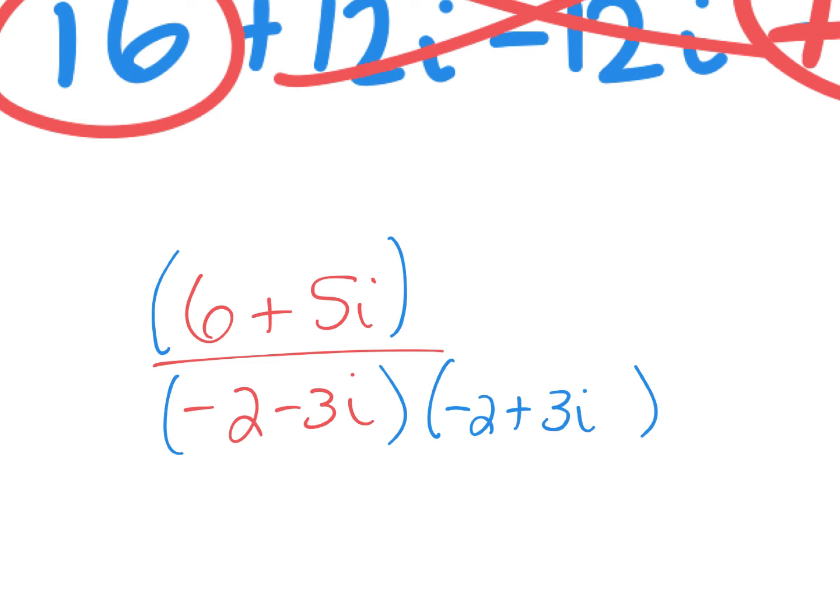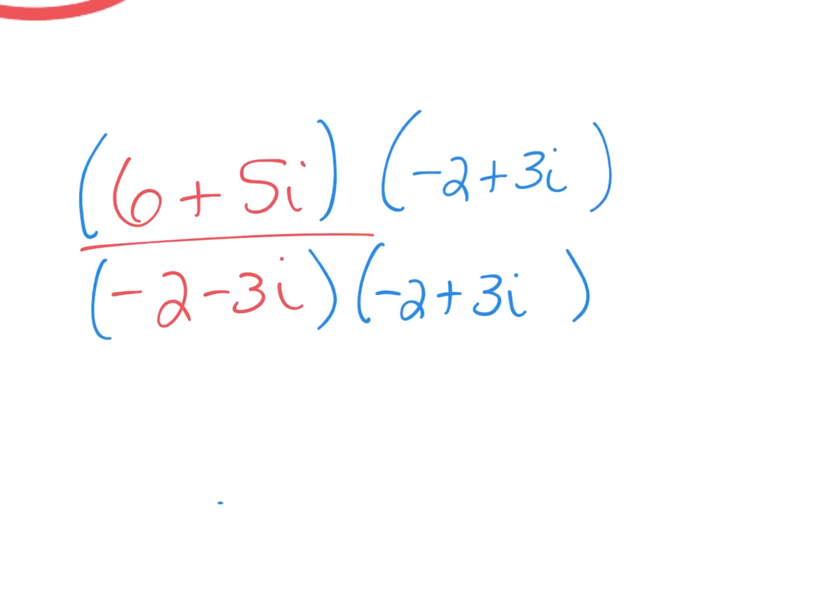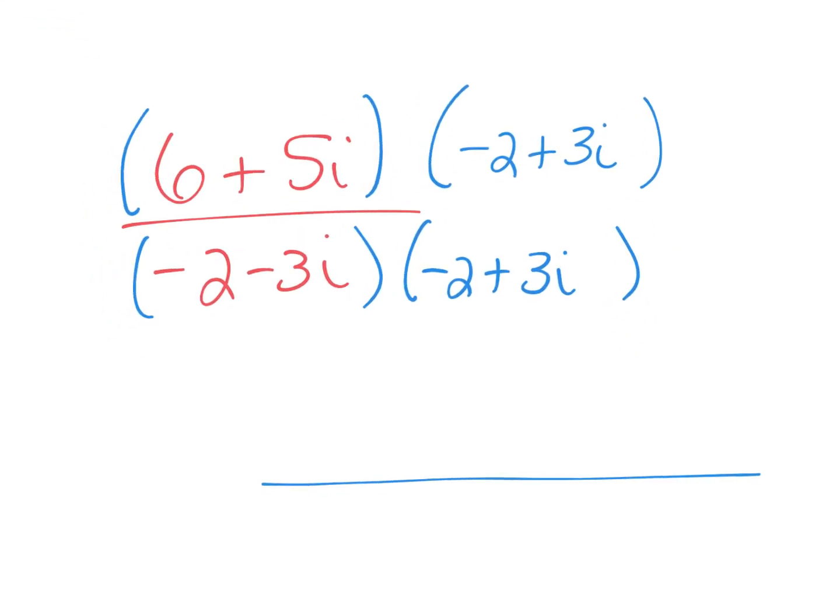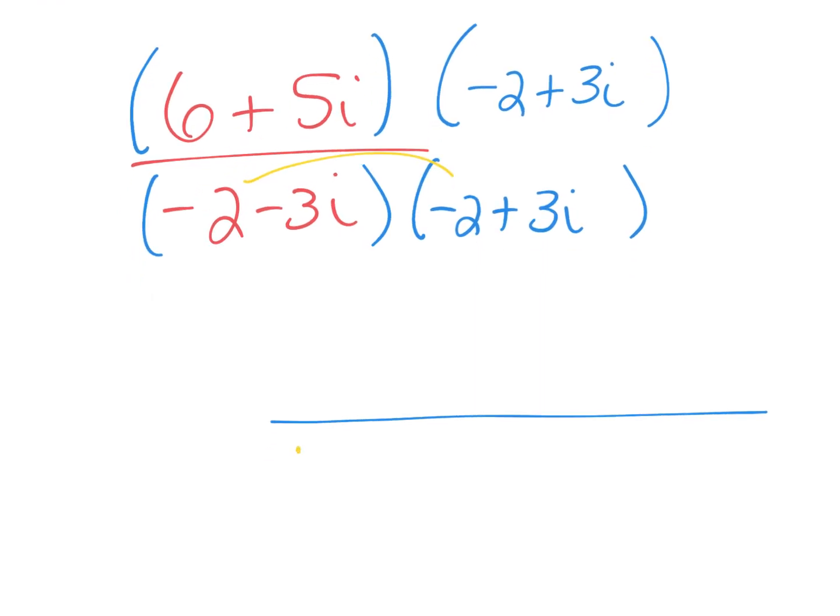And what you do to the bottom, you have to do where? To the top. So once you identify what the complex conjugate is, all you're doing is 2 multiplication problems. Let's multiply the denominator first. What is negative 2 times negative 2? 4. What's negative 2 times 3i? Minus 6i. What's negative 3i and a negative 2? Plus 6i. What's negative 3i and a positive 3i?